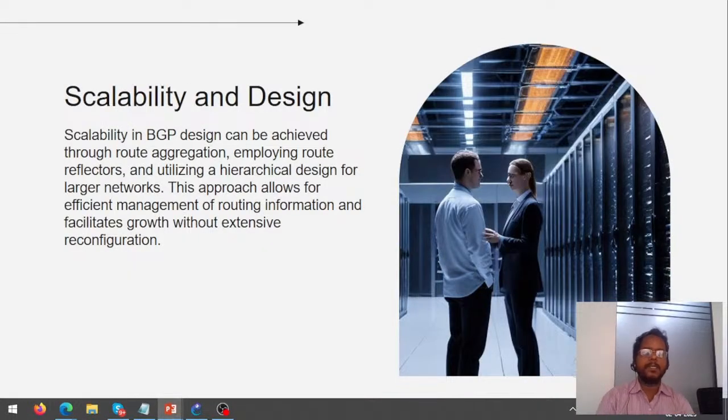Then scalability and design is also a consideration, because scalability in BGP design can be achieved through route aggregation or route summarization, employing route reflectors, and utilizing a hierarchical design for larger networks. So if you are supporting a large number of NLRIs, then you have to do the route aggregation. This approach allows for efficient management of routing information, and it facilitates growth without extensive reconfiguration. You do not have to configure again and again.